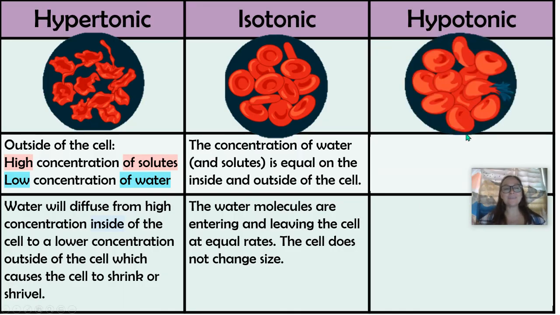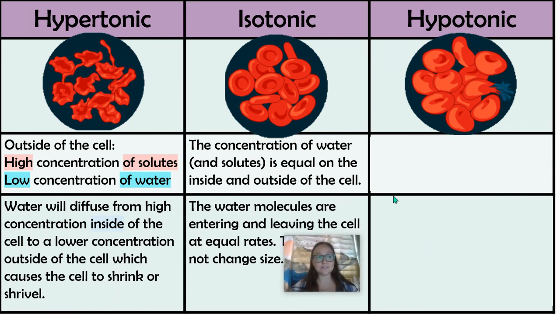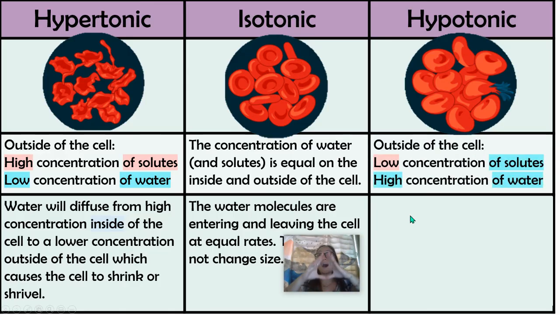Okay, and then we have hypotonic solutions. So in a hypotonic solution, that is where on the outside of the cell, there's a low amount of solutes, but a high concentration of water. And in osmosis, water diffuses from a high concentration to a low. So if on the outside of the cell is the high concentration of water, that means the inside must have a lower concentration. So the water is going to diffuse into the cells, causing them to expand and possibly burst.